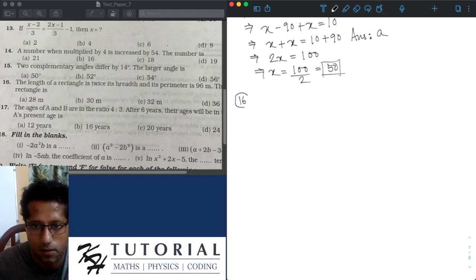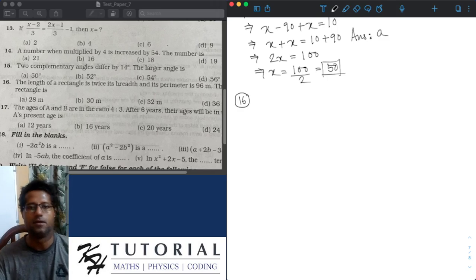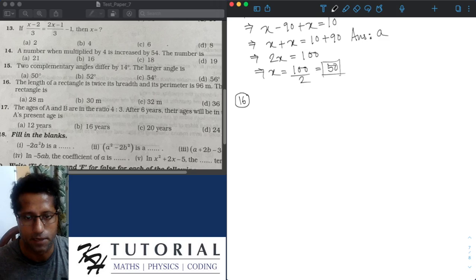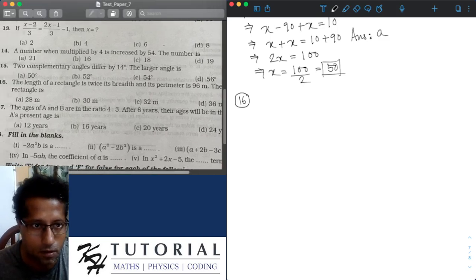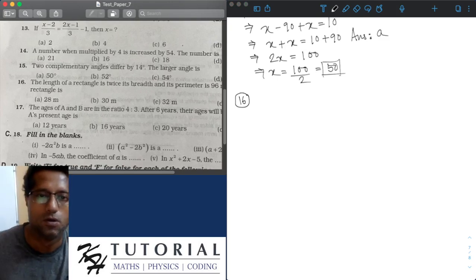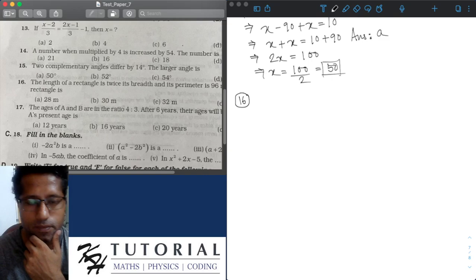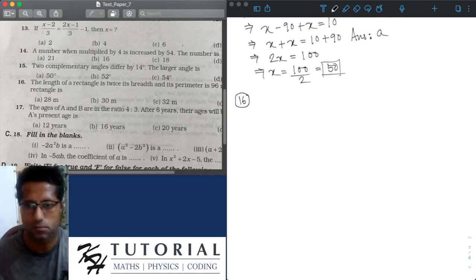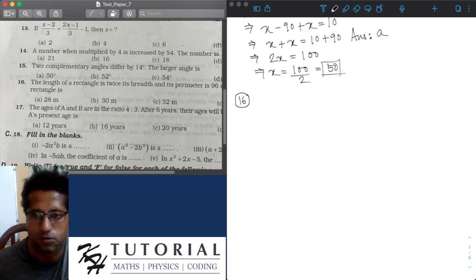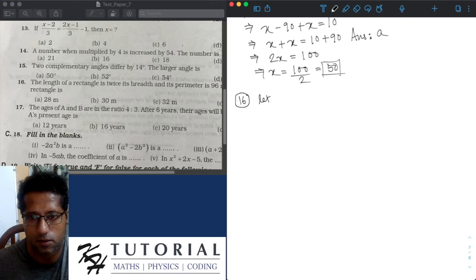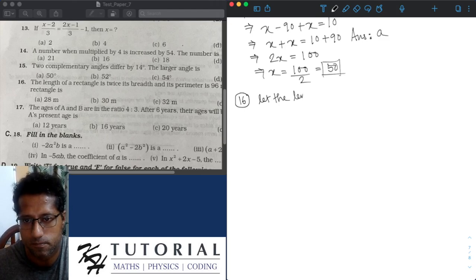Question number 16. It says the length of a rectangle is twice its breadth and its perimeter is 96 meter. The length of the rectangle is, okay. So the relation is given between the length and the breadth. It has asked what is the length of the rectangle. So whatever the problem is asking to find, we will let that as a variable. So let the length be x.